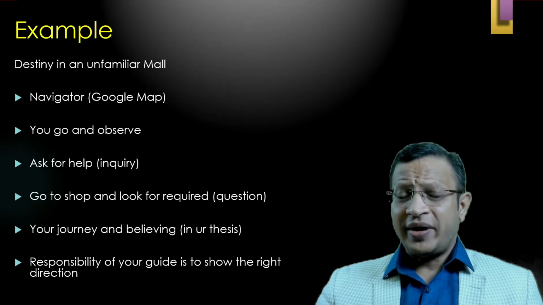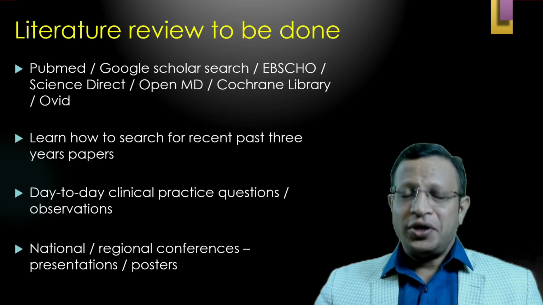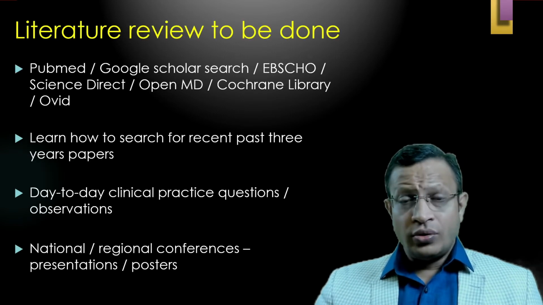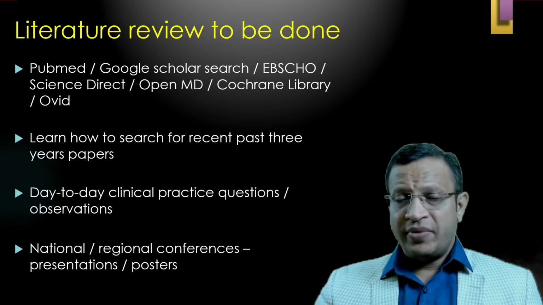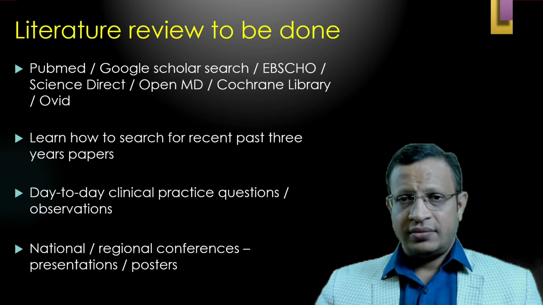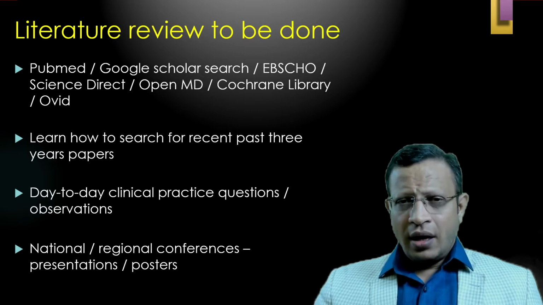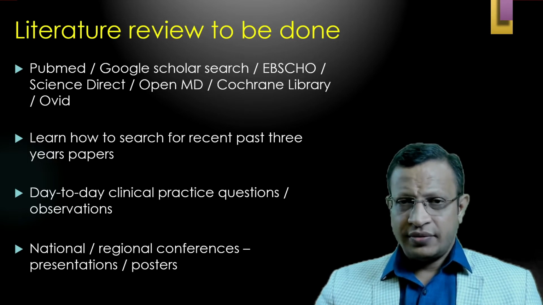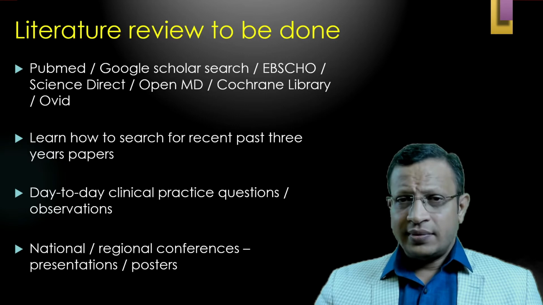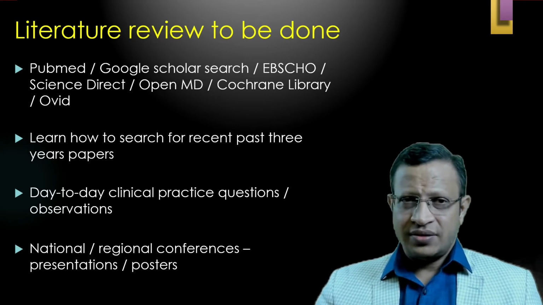Imagine if you don't have a systematic review in your area of research focus, what should you do? You need to do a literature review. So how to do this literature review? You need to do a PubMed search, Google search, EBSCO search, Science Direct, Cochrane, library search, and Ovid search. If you do not know most of them, at least you need to know how to do a PubMed search. To know this, go to YouTube and learn by watching videos on how to do a PubMed search.